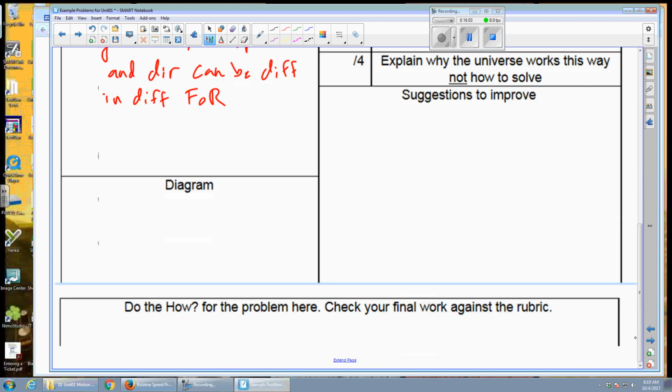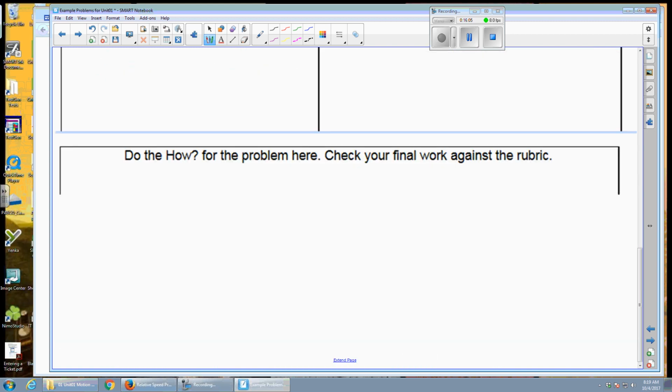So in the how section here, I'm going to start off by grabbing my equations from the equation sheet, which says the velocity of AB equals the opposite, the velocity of BA, and the velocity of AC equals the velocity of A to B plus the velocity of B to C. Those are my two relative motion equations.